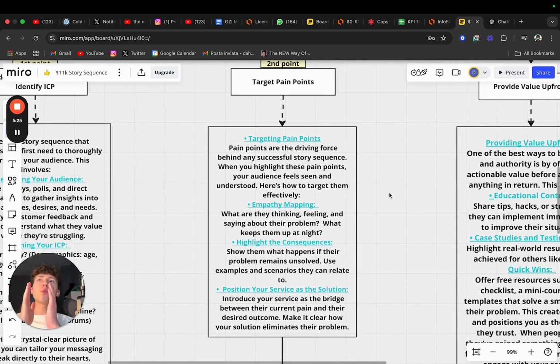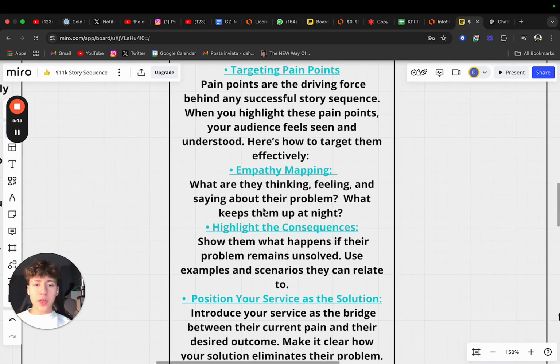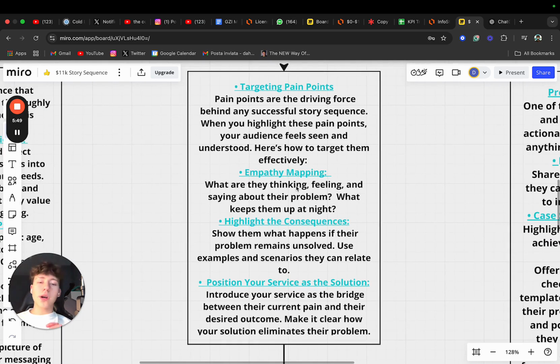You need to be talking directly to your audience, because attention spans are getting lower year by year. People have an attention span which is so low. So make sure to optimize your story sequences with this concept in mind, and make sure you're able to catch their attention. So, empathy mapping. What are they thinking, feeling, and saying about their problem? What keeps them up at night? That's why you've got to go in depth with things.